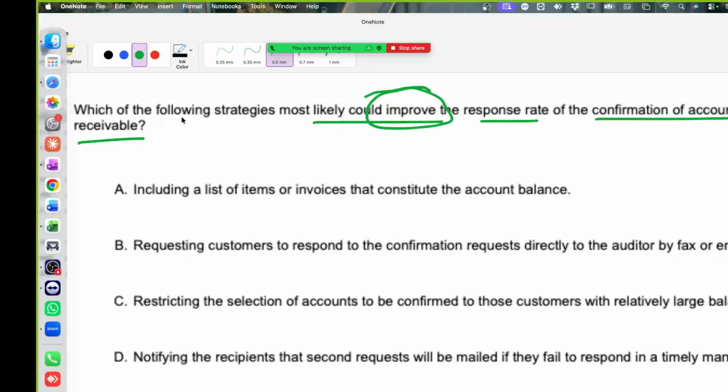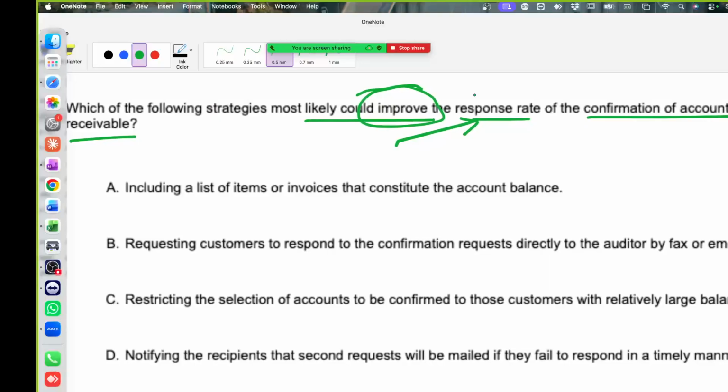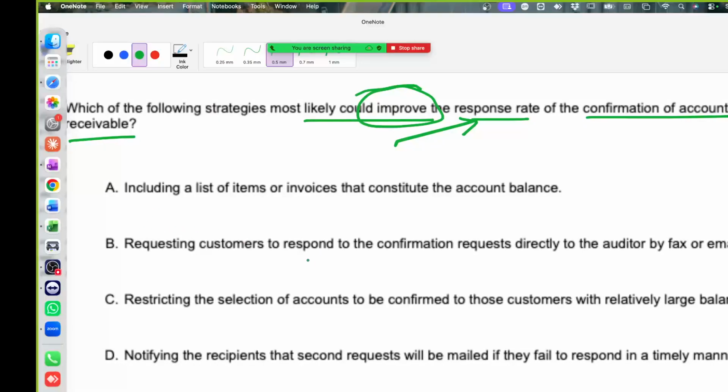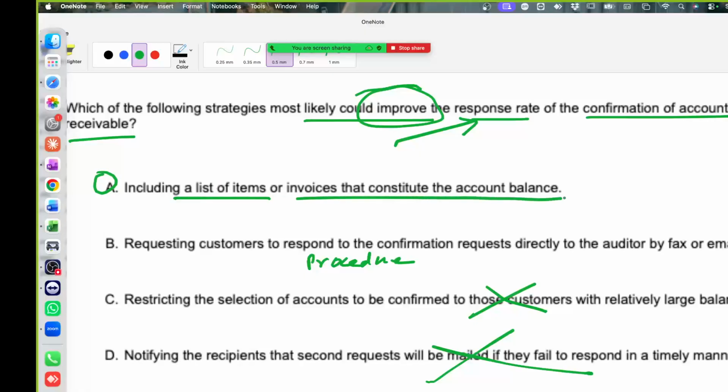Which will improve the response rate? B is a process, procedure. But the question is which one will improve? Restricting this one, no. Notifying the recipients, this is again procedure. I think A, you include as much as possible. Include whatever items or invoices that constitute an account balance.